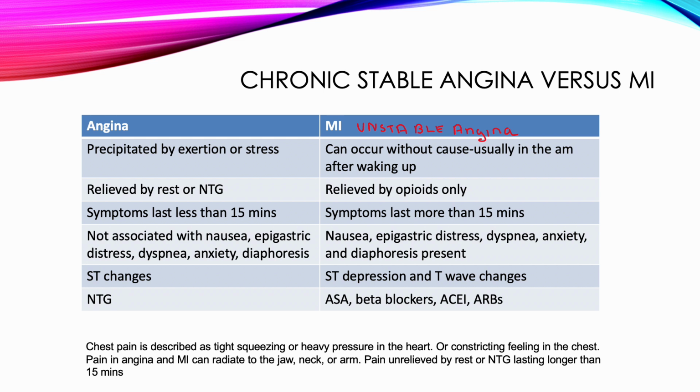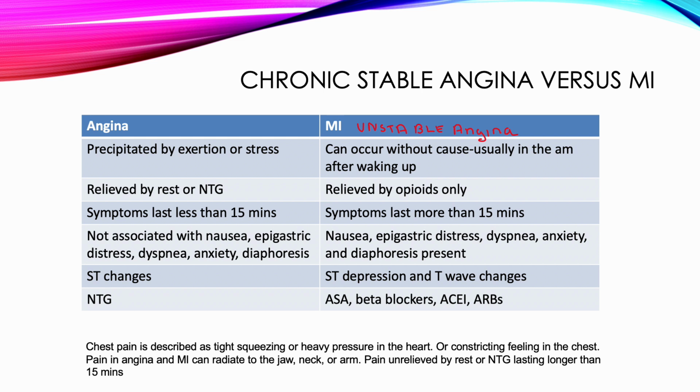Okay? Angina does not have any associated signs. MI and unstable angina have a lot of associated signs, okay? Diaphoresis, nausea, vomiting, dyspnea, anxiety. Angina does have ST changes, but they're transient, meaning they go back to normal. MI does have ST depression and T wave changes, or it could have ST elevation, okay? Angina is usually relieved with nitroglycerin. MI and unstable angina are going to be treated with aspirin, right?